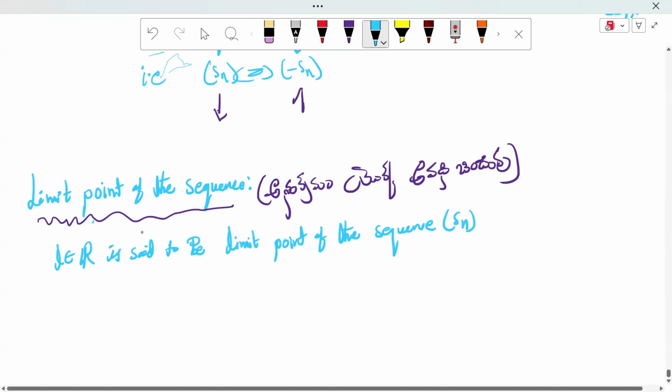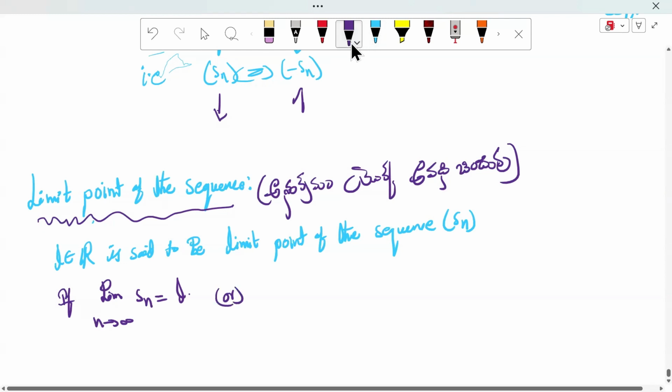Sequence Sn. If limit n approaches infinity, sequence Sn is equal to L.